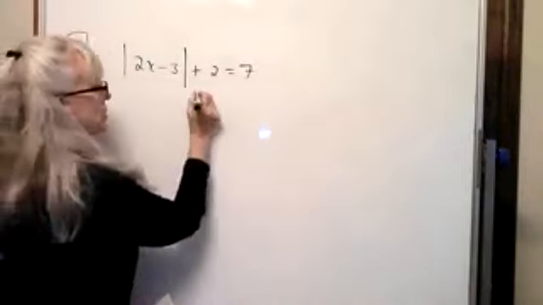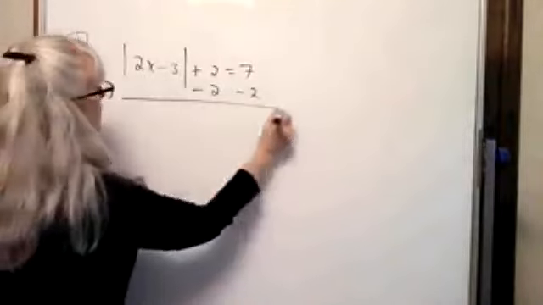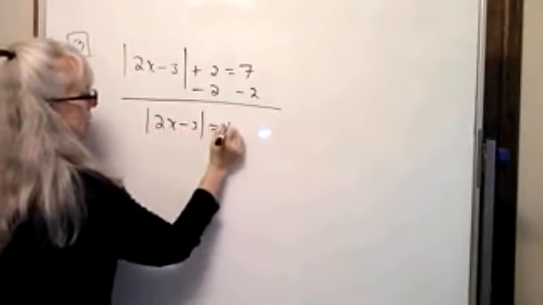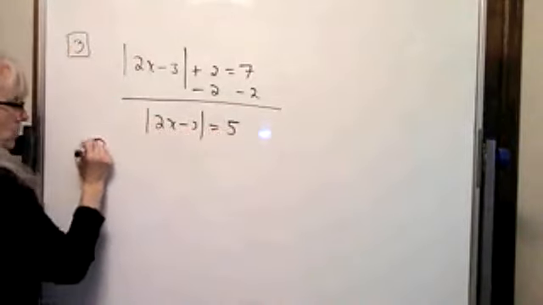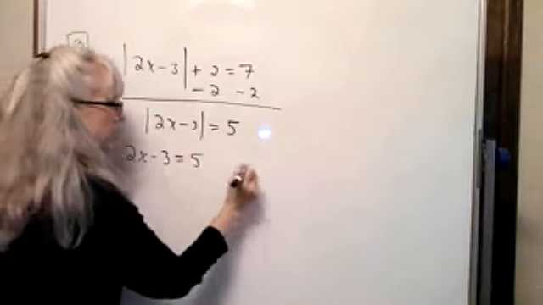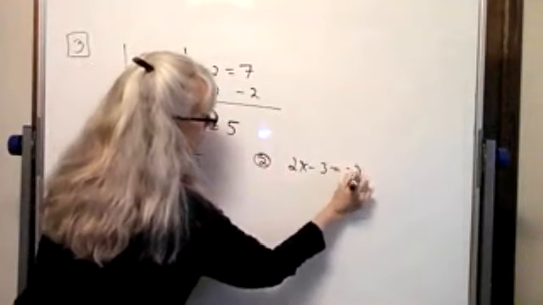So the very first thing we're going to do before we write our equations is move that 2 to the other side. That's going to give me the absolute value of 2x minus 3 is now equal to 5. And then we can proceed to write our two equations. So 2x minus 3 is equal to positive 5, and our second equation, 2x minus 3 equals a negative 5.